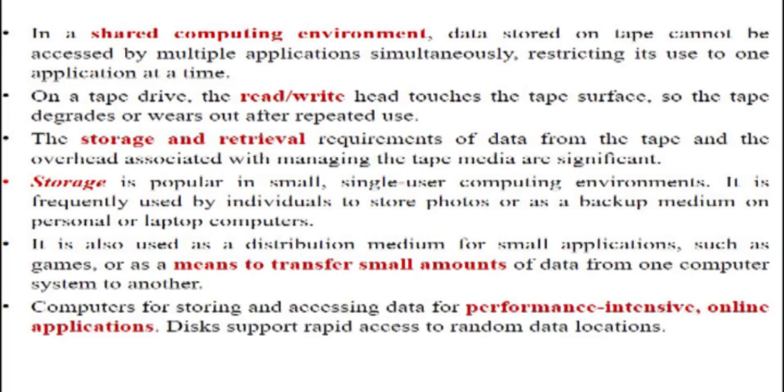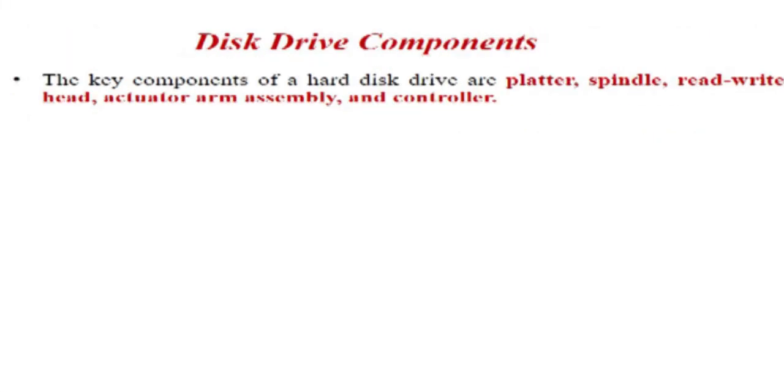Computers use disks for storing and accessing data for performance-intensive online applications. Disks support rapid access to random data locations. Disk drive components. The key components of a hard disk drive are platter, spindle, read-write head, actuator arm assembly and controller.